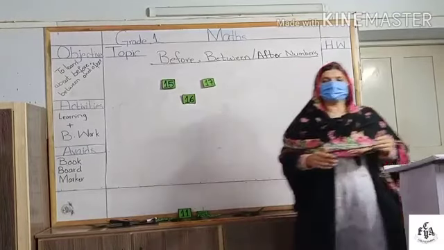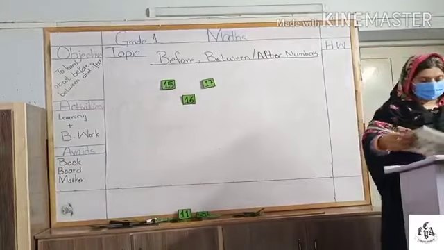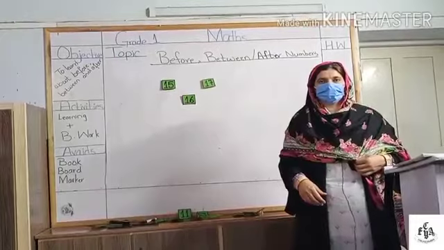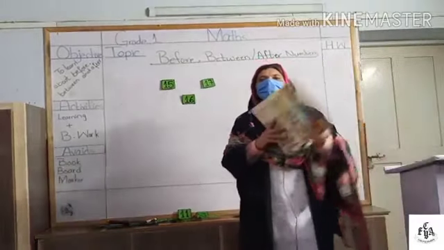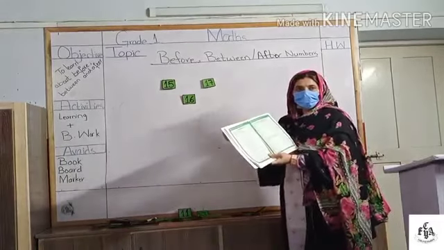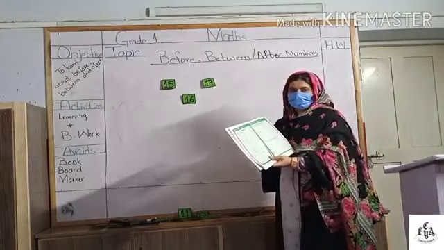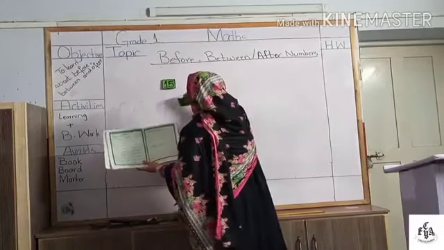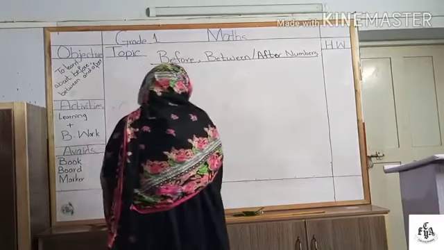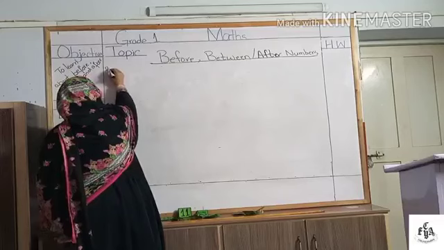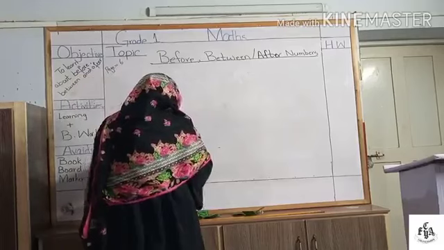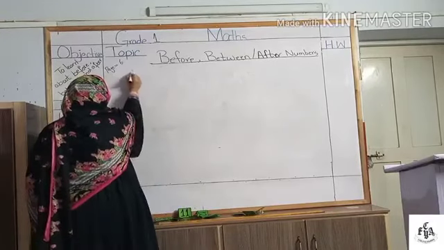Now come to your book, page number 6. Open your books. I'll write these numbers in bold and you will write in your books. Okay? Now take up your books. Page number 6. The first heading is before number.